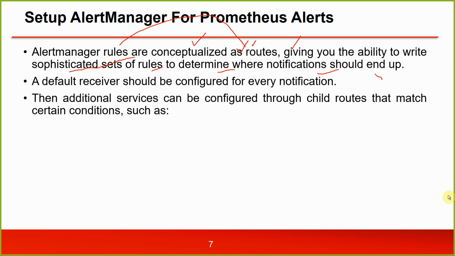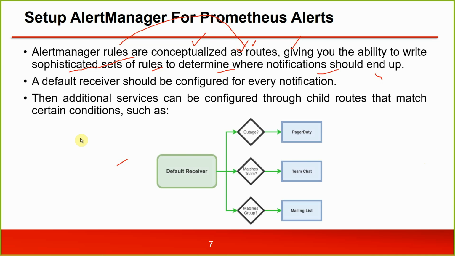Then additional services can be configured through child routes that match certain conditions. For example, if it matches an outage, send the alert to PagerDuty. Matches a particular team, send the alert to team chat. Matches a particular group, send to the mailing list. So default receivers can be configured, or specific receivers can be configured.